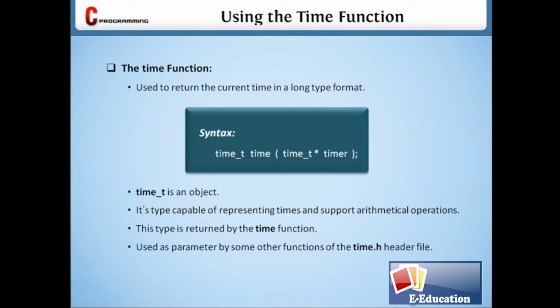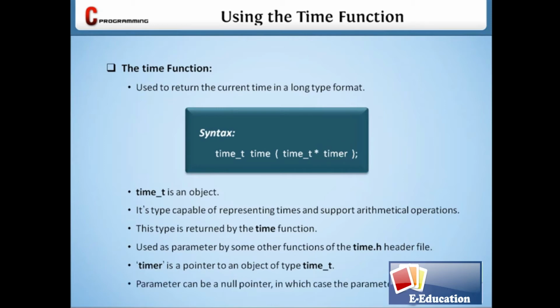time.h header file. And the timer is a pointer to an object of type time_t where the time value is stored. Alternatively, this parameter can be a null pointer, in which case the parameter is not used. But the time_t object is still returned by the function. If the argument is not a null pointer, the return value is the same as the one stored in the location pointed by the argument. If the function could not retrieve the calendar time, it returns a -1 value.